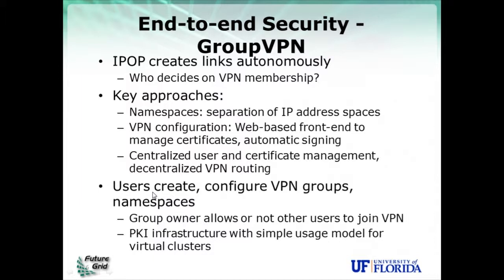So users can go through this website, configure a new VPN group, configure its namespace and its address allocation. And the group owner also uses the website to ask users to join the overlay and to allow or deny users into the overlay. So this is motivated by a model of simple management of collaborative environments by users through a web-based user interface, and hiding from the users the complexity associated with PKI management. So generating certificates, signing certificates, etc.